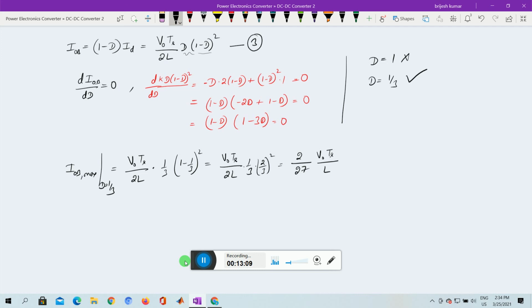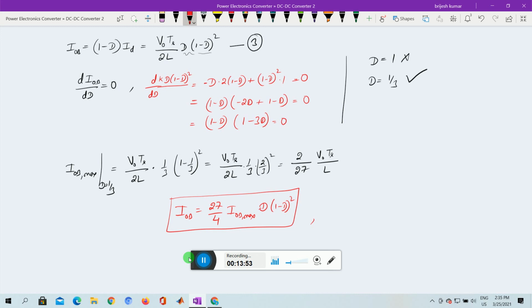So can we write I0B in terms of I0B max? Yes. If I substitute this value V0 Ts by 2L here, it will be equal to 27 by 4 times I0B max, multiplied by the variable term, that is D into 1 minus D whole square. So we get the expression of I0B in terms of I0B max.